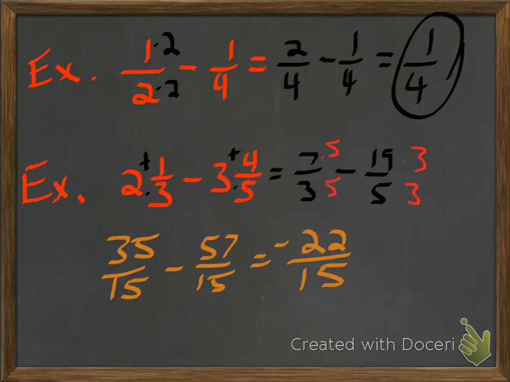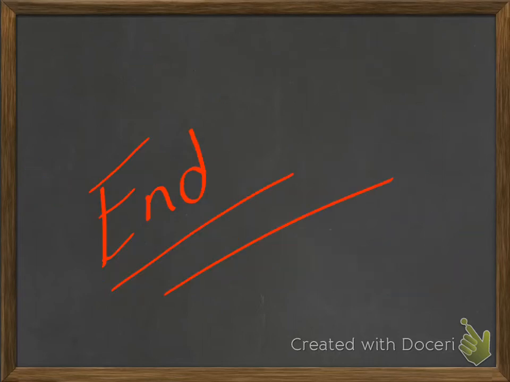22. Now we have to change it back into mixed if you're in 8th grade honors class. If you're in algebra, you're done. 8th grade honors class, sorry, you got to keep going. 15 will go into 22 one time, and you'll have a remainder of 7. There's your answer.